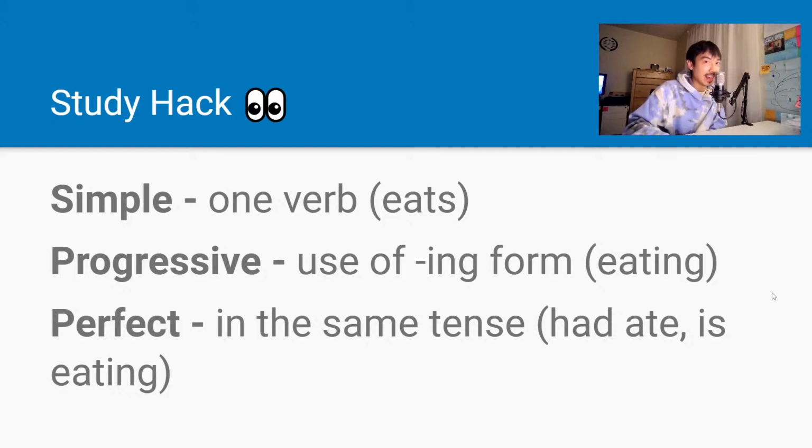Here's a study hack. Simple is one verb, so he eats. That's one verb. That's simple aspect. Progressive uses the form of ing, like I have said. He's eating. So, ing, just be on the lookout for ing. And as for perfect, it's in the same tense. So, an example is had ate. They're both in the past tense. Is eating. They're both in the present tense.